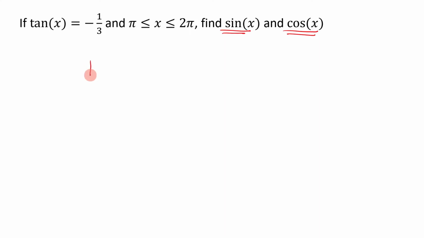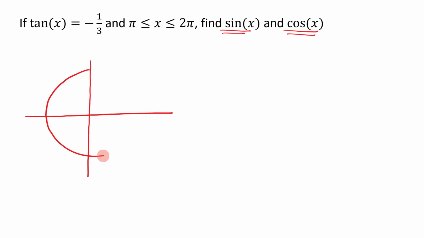What I would recommend you do is first begin by drawing this. Then once you've drawn that, you're going to look at your domain, and your domain is from pi to 2 pi. So here's pi, here's 2 pi. That means we're looking at our third and fourth quadrant. Now, as you can see, our tan value is negative. If our tan value is negative, am I in the third or fourth quadrant? Hopefully you realize that we're going to be in the fourth quadrant.